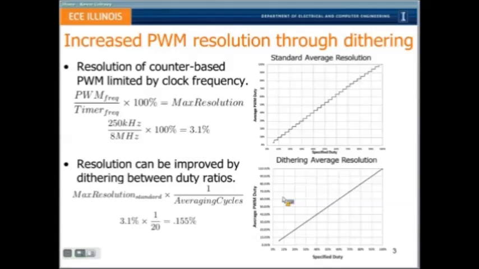frequency. For sake of discussion, we'll just point out if we were switching at 250 kilohertz, which is pretty typical for the work that we're doing, and we have a microprocessor that has a main clock running at 8 megahertz, we're limited to a 3.1% duty ratio resolution.